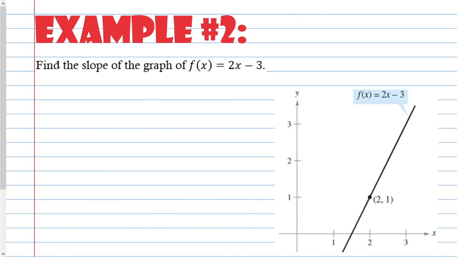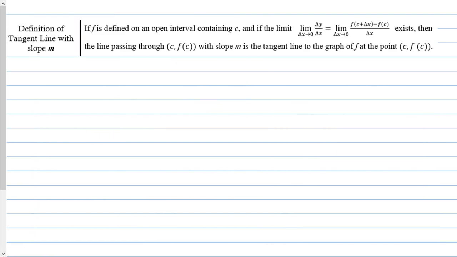All right, for this one it should be pretty easy. You could just do any 2 points, but if you recognize this function being written in slope-intercept form, then you should probably know, oh my god, I can't write. You should probably know that the coefficient of the x term, the number in front of the x, is your slope. So here the slope is just 2. Okay, now onward to the actual calculus. So here is the definition of a tangent line with slope m. Tangent line.